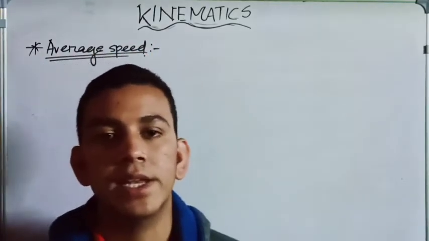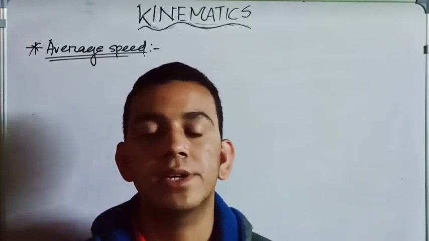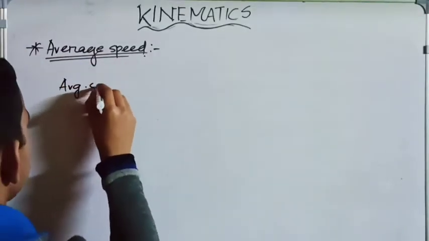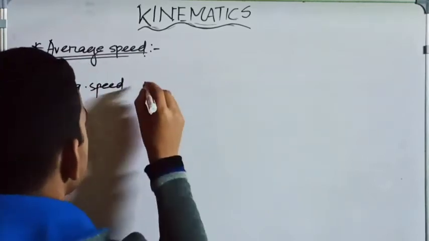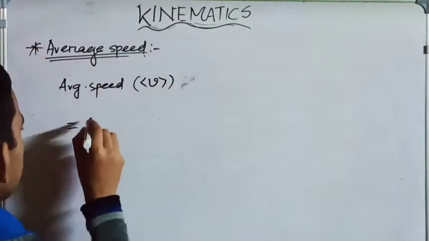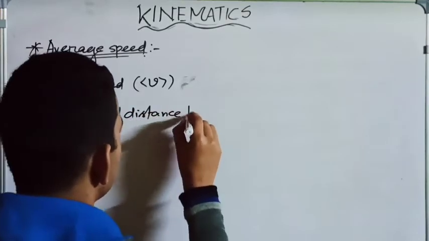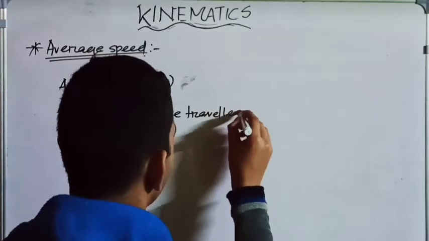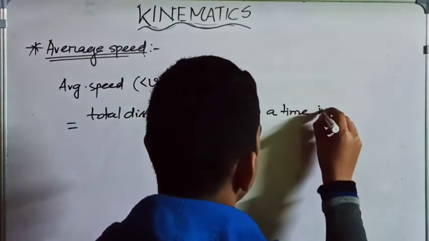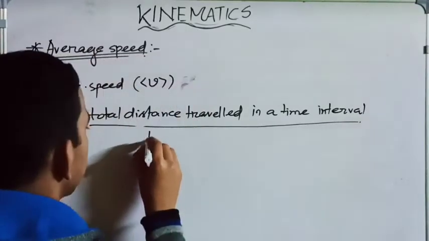Average speed is defined as the total distance traveled by a particle in a time interval divided by that particular time interval. So we can write average speed, which is represented by this term, is equal to total distance traveled in a time interval divided by that particular time interval.